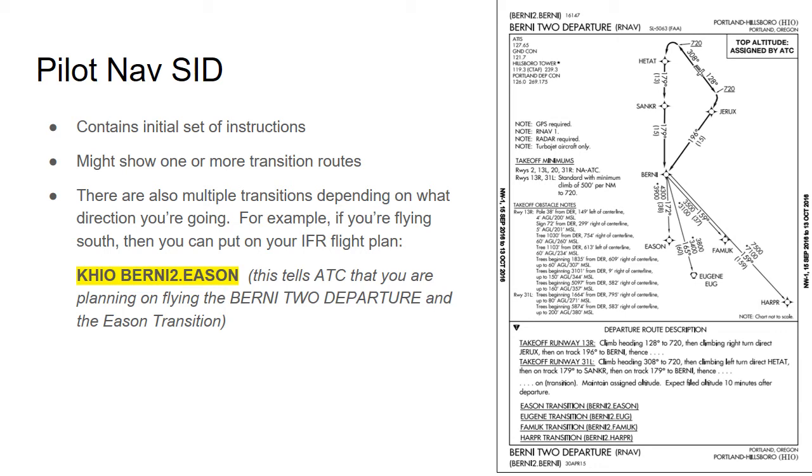As you depart, you must engage the RNAV equipment no later than 500 feet above the airport, and you must use a CDI or flight director or an autopilot in lateral navigation mode.